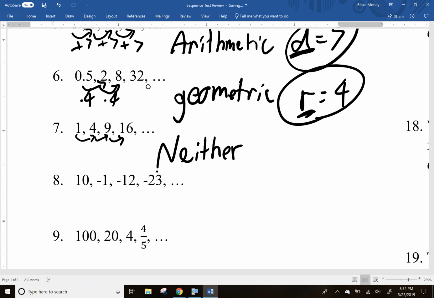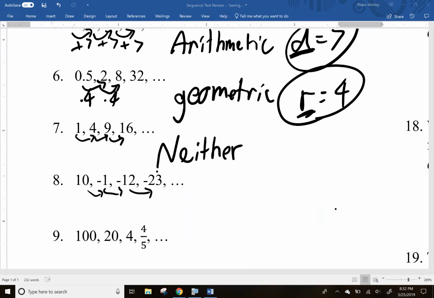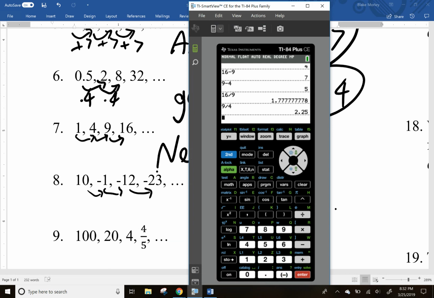All right. So let's test 8, right? I'm not sure if it's arithmetic or geometric. So like I said, I'll just take the terms and go backwards. Let's try subtracting first. So let's take negative 23, subtract negative 12, and I get negative 11. Okay. Let's take negative 12 and subtract its previous term, which is negative 1. I get negative 11. So we're on to something. It looks like subtracting works.